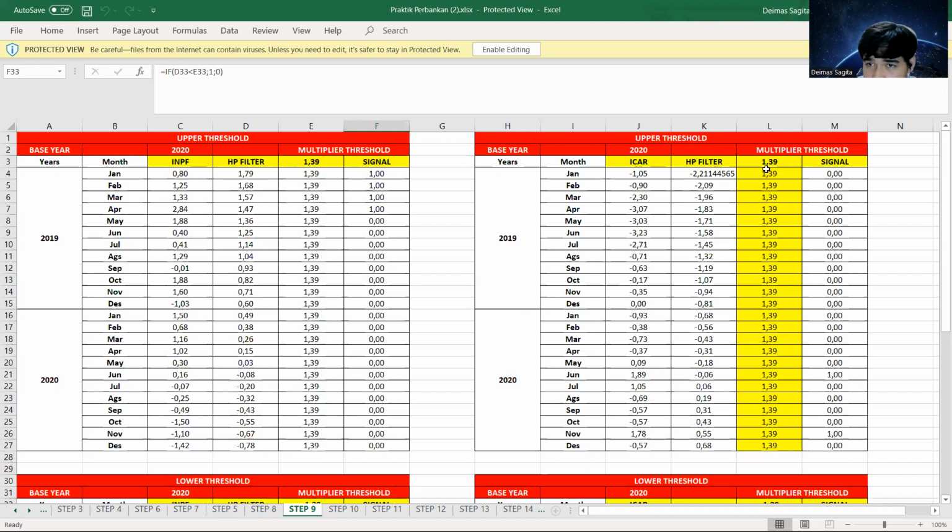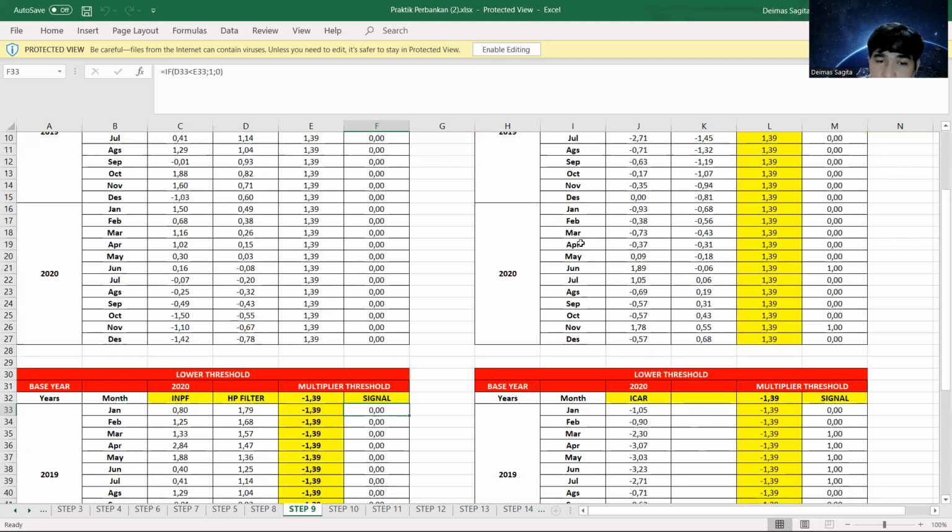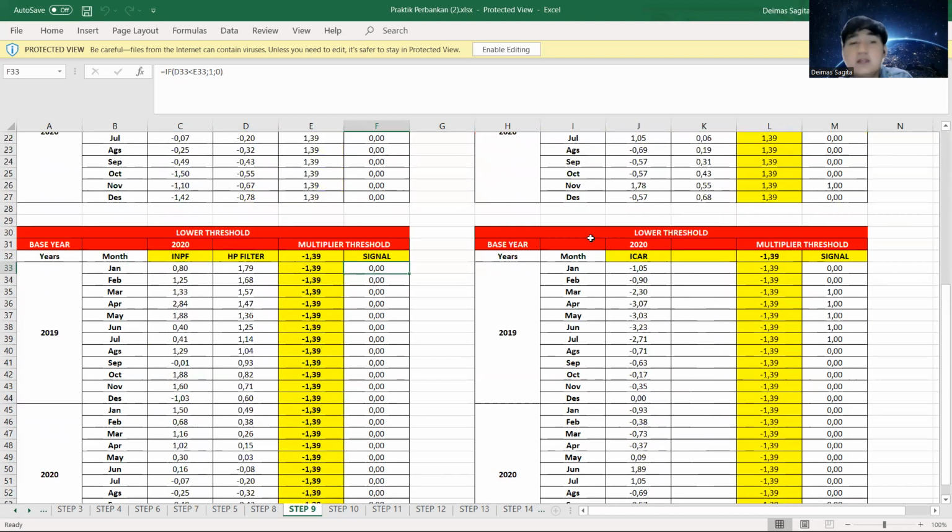In iCar, it's also the same. First try to find the HP filter. After that, we try to find our signal here: equal if HP filter greater than 1.39, and then 1, and then 0, and just enter. So it's done for step 9.